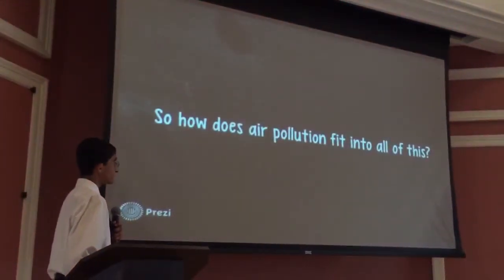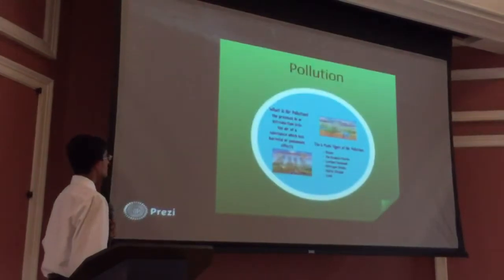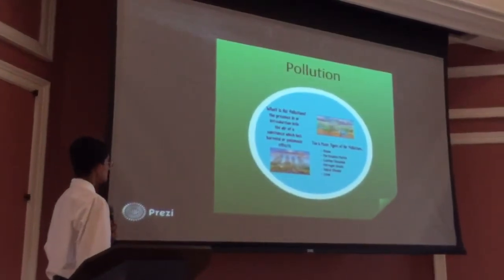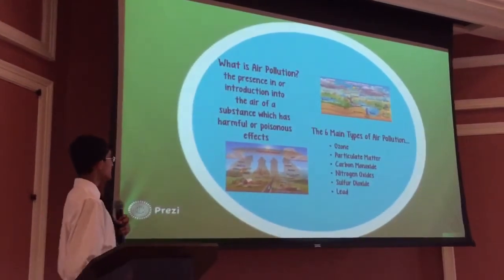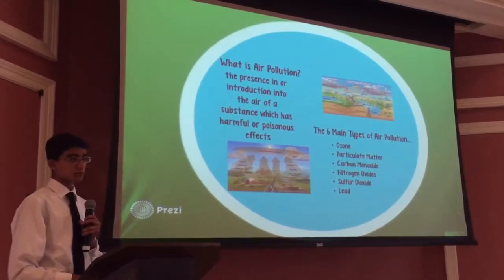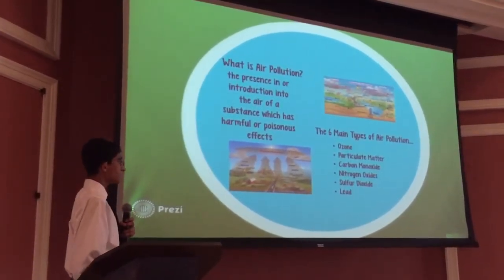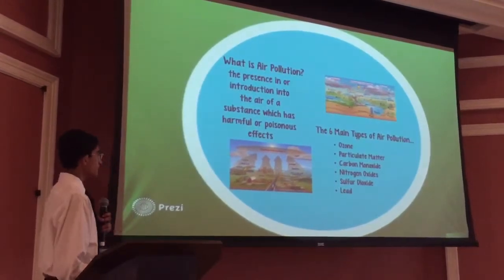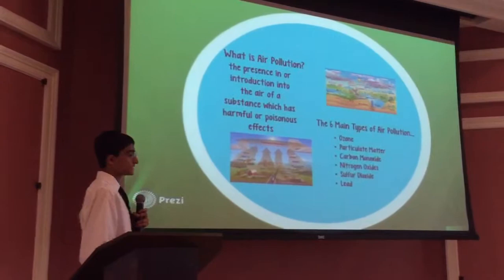So how does air pollution fit into all of this? Air pollution is the presence in or introduction into the air of a substance which has harmful or poisonous effects. The 6 main types of air pollution are ozone, particulate matter, carbon monoxide, nitrogen oxide, sulfur dioxide, and lead.